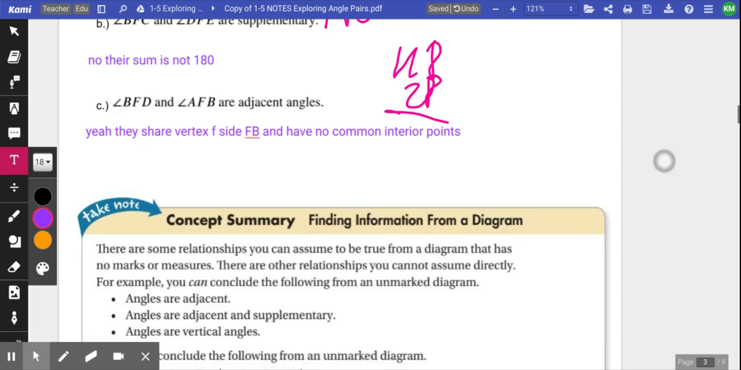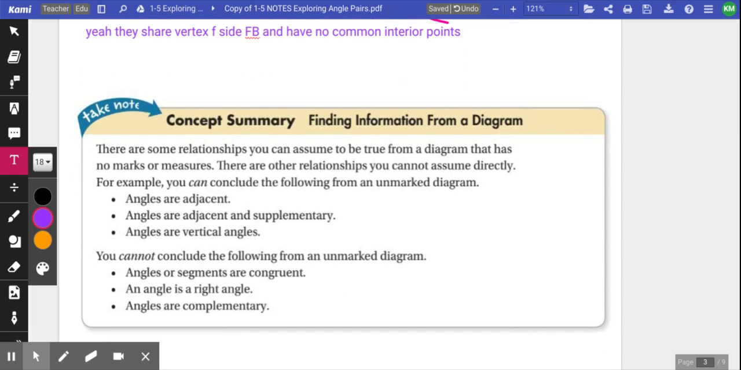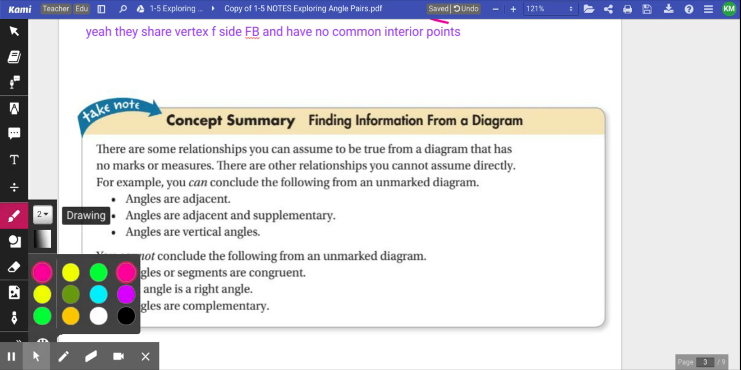All right, let's move on. Now, this is just some interesting information, and it's basically telling you that once you have a diagram, you can conclude the following information regardless of if it's marked. Meaning you don't have to have the tick marks or the arc marks to figure out that you have adjacent angles, supplementary angles, or vertical angles.